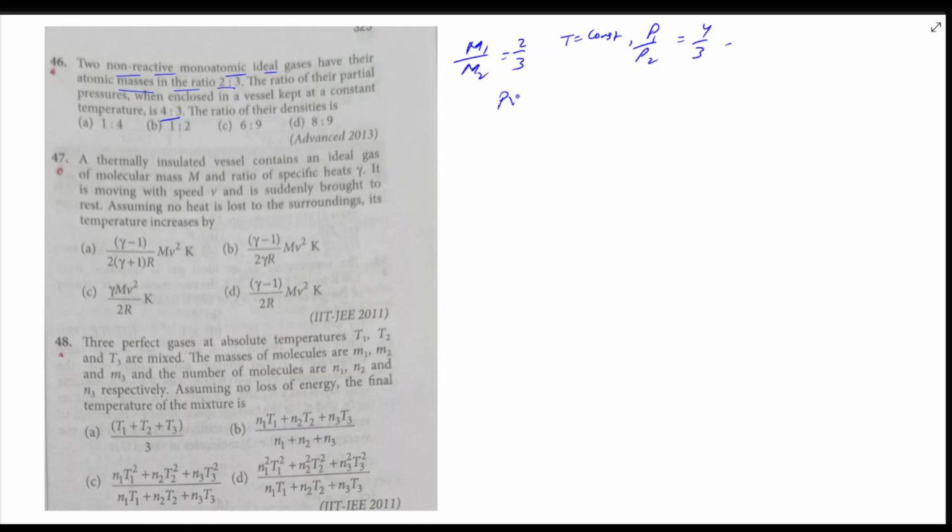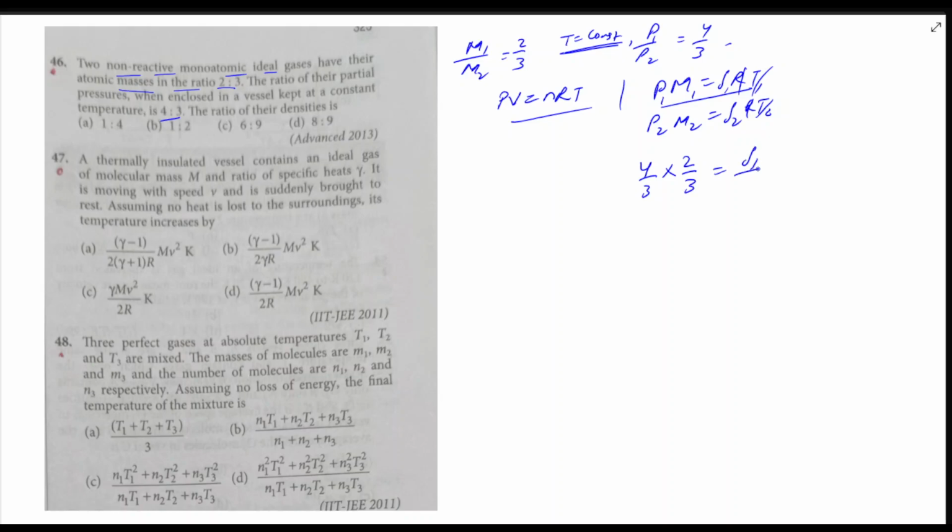We can just write PV equals nRT, or we can write PM equals rho RT. You need to learn these two formulas. So we'll use this. P1 M1 over rho 1 R T1 equals P2 M2 over rho 2 R T2. R will get cancelled and T will get cancelled because temperature is constant. So P1 by P2 is 4 by 3, M1 by M2 is 2 by 3, so simply rho 1 by rho 2 will be 8 by 9. This is quite an easy question.